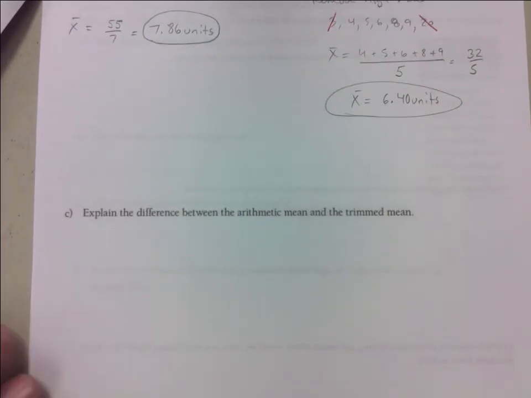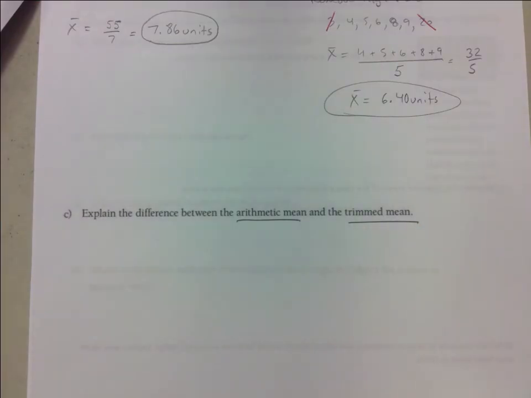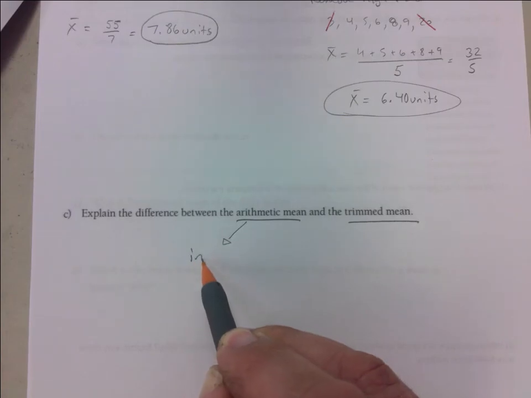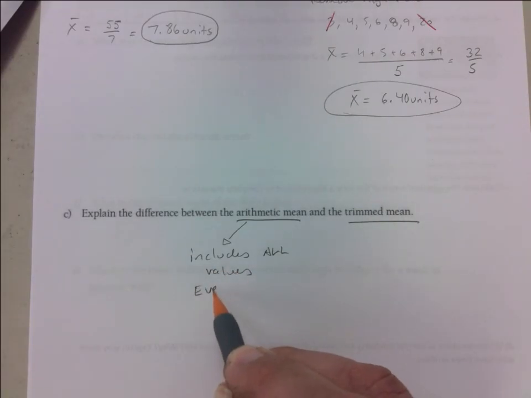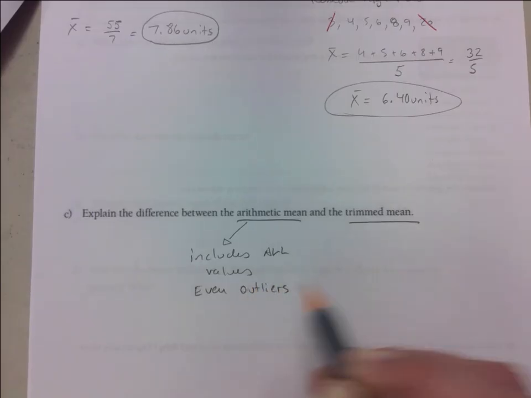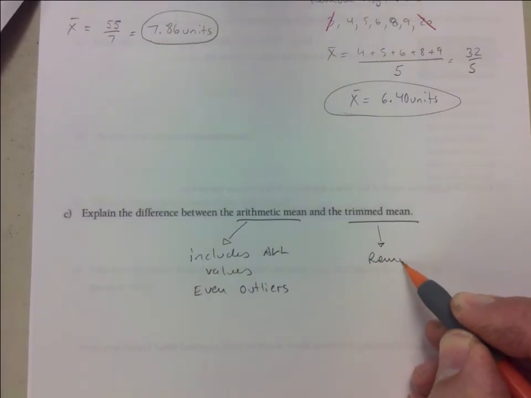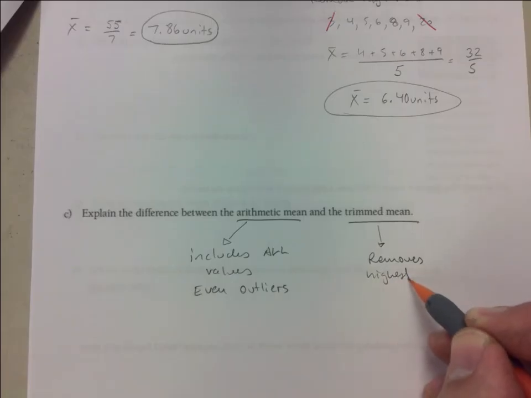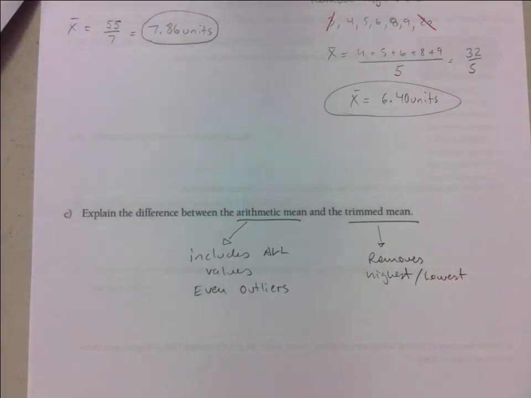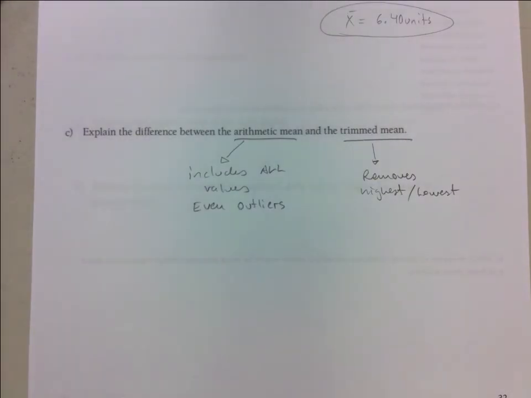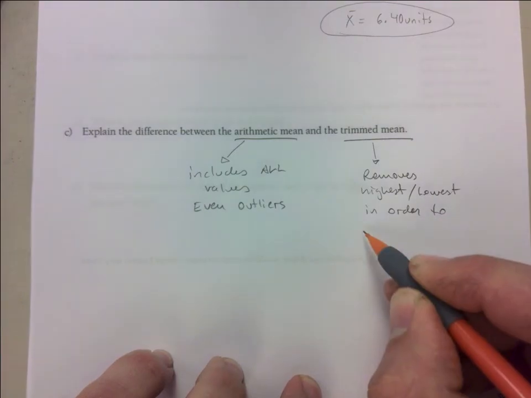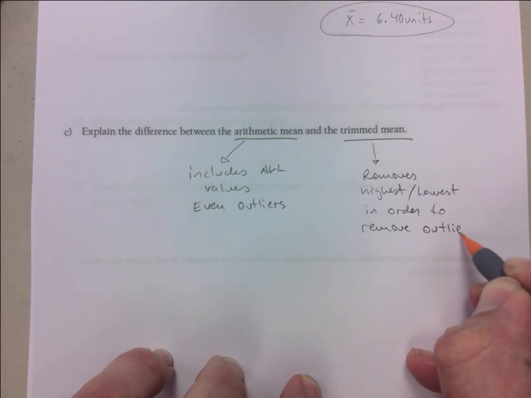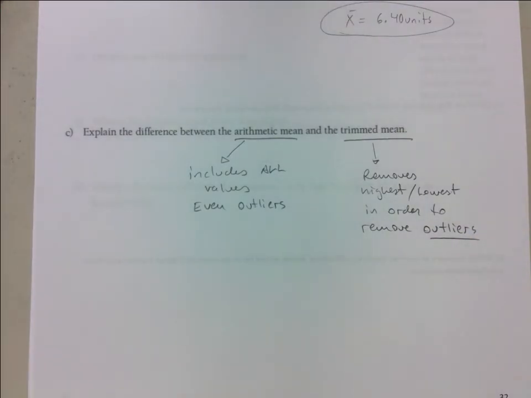Explain the difference between arithmetic mean and trimmed mean. In your own words, however you want to do it. You can just say the arithmetic mean includes all values, even outliers. And the trimmed mean removes the highest and lowest. Why do we trim? In order to remove the outliers. That's why we are actually doing it. But some of those numbers are not outliers that you're taking out, right? But you're doing that to kind of even the playing field.